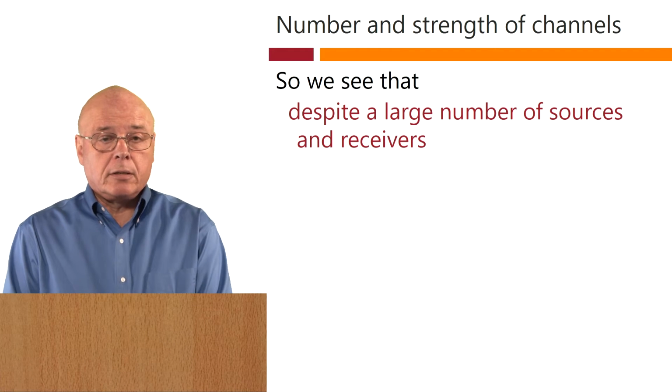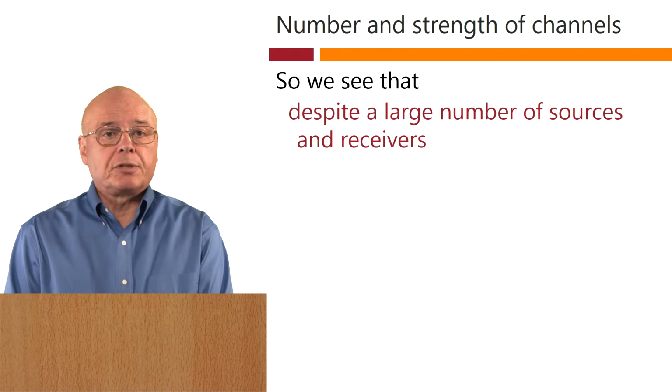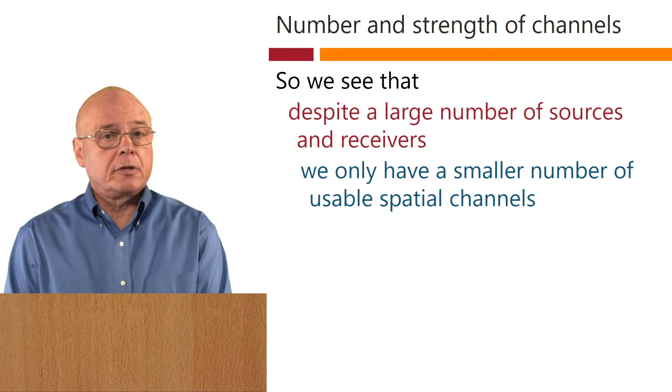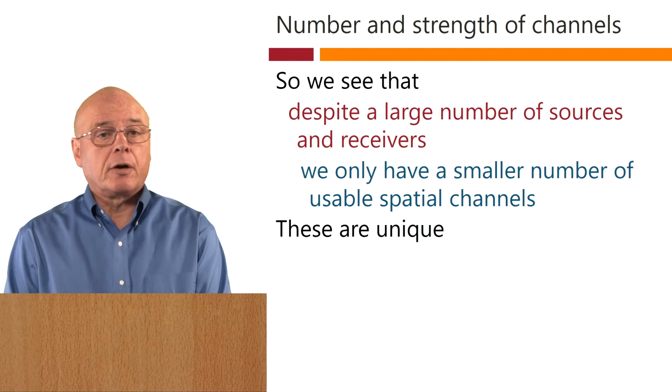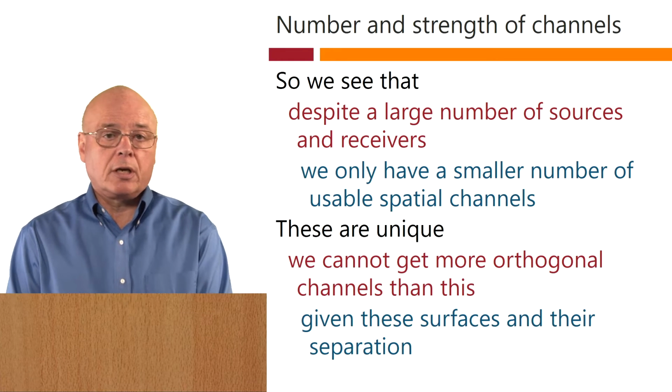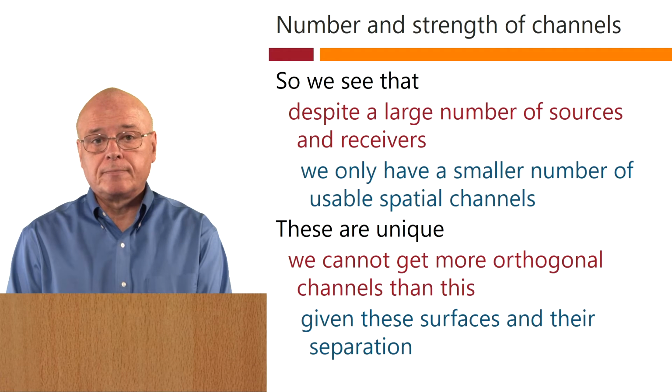So we see that despite a large number of sources and receivers, we only have a smaller number of usable spatial channels. These channels are unique. We cannot get more orthogonal channels than this, given these surfaces and their separation.